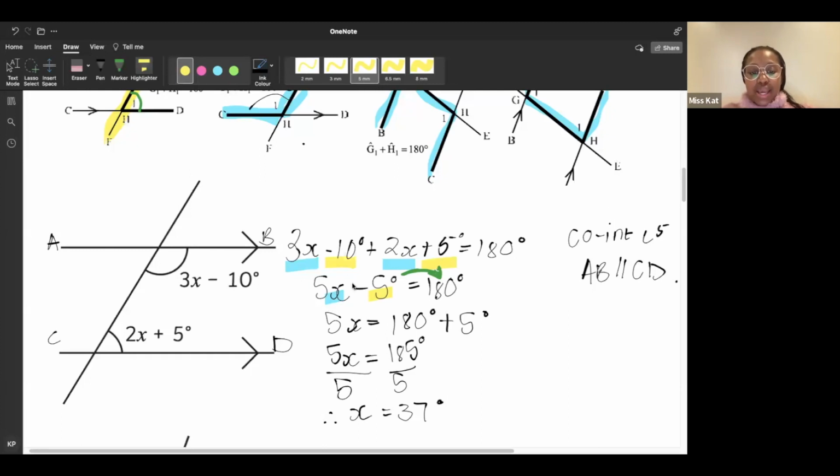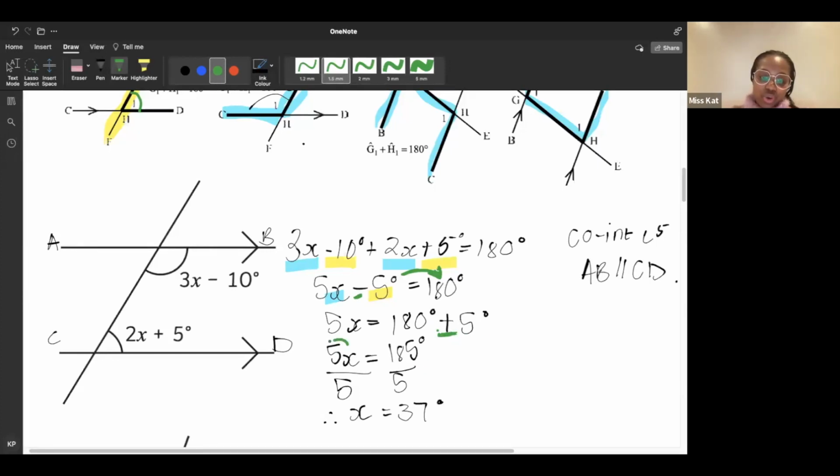But then we want x to be on its own. So I took the negative 5 over the equal sign to the other side. And if you do that, then your sign is going to change. That's why it became positive 5. It was a negative 5, it became a positive 5. And then you just add them, so it will be 5x equals 185.